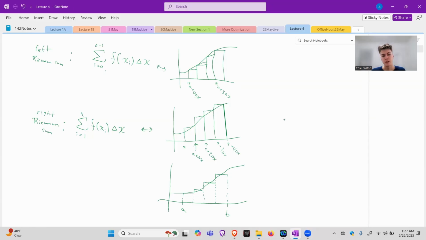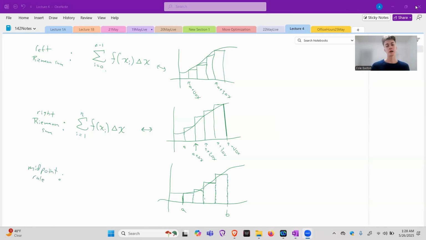And now notice that for each of these rectangles, the part of the rectangle that overhangs the function is about the same as the amount of the rectangle that is underneath the function. So intuitively, this feels like a better approximation of the integral. And in general, we will find that it is. And this is called the midpoint rule.